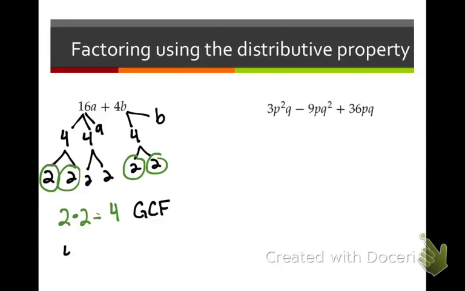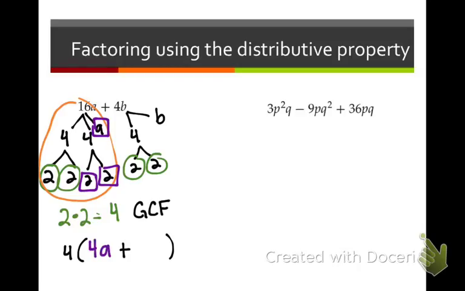So I'm going to put the GCF down here. I'm going to open my parentheses. And because the operation is addition, I'm going to put addition there. I'm going to look at the tree on the left, and I'm going to see the prime factors that didn't get used. We have a 2, and then A, right? If I multiply those, 2 times 2 times A, I get 4A.